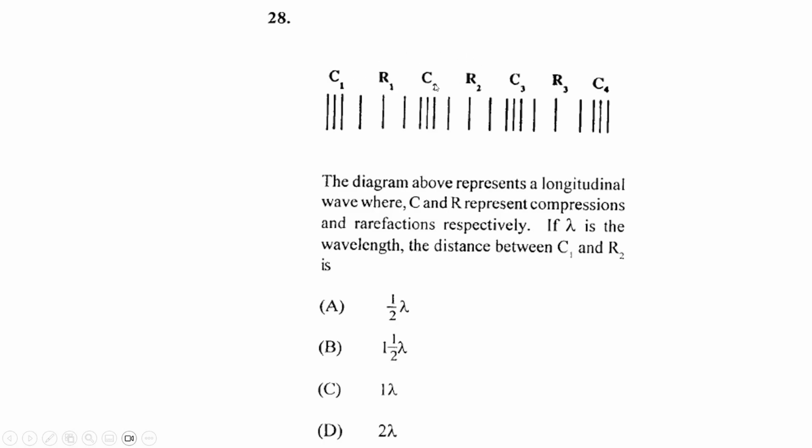So from C1 to C2 is a wavelength lambda, C2 to C3 is a wavelength, C3 to C4 is also a wavelength. And similarly, R1 to R2 is a wavelength, R2 to R3 is a wavelength. But this question asks for the distance from C1 to R2. So here from C1 to C2 is a full wavelength, and then from C2 to R2 is just half a wavelength. So the answer would be option B, 1.5 wavelengths.